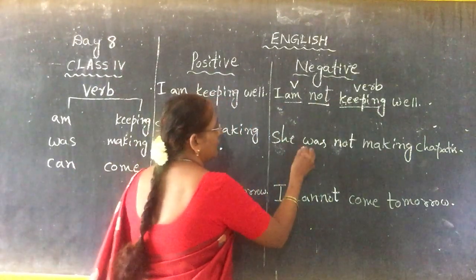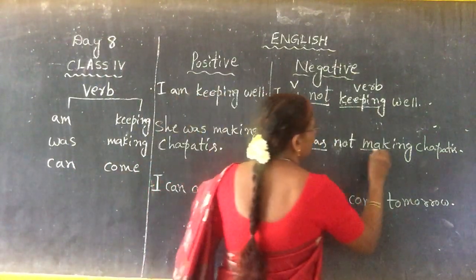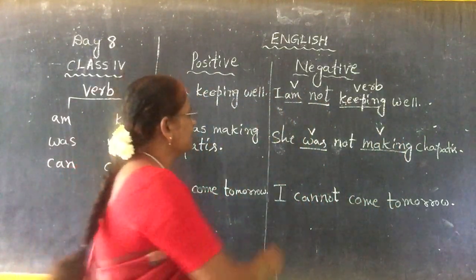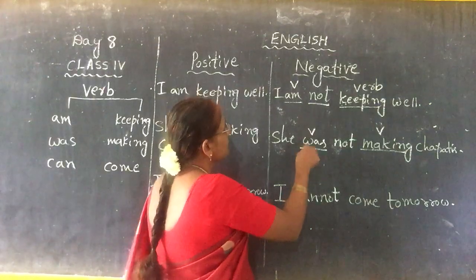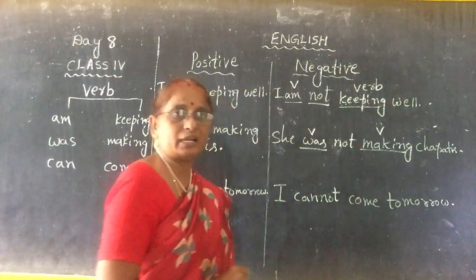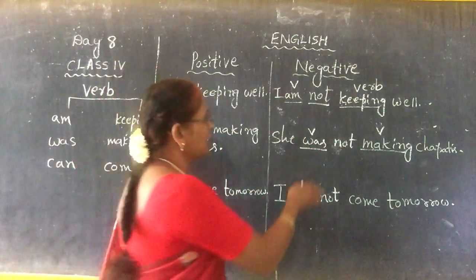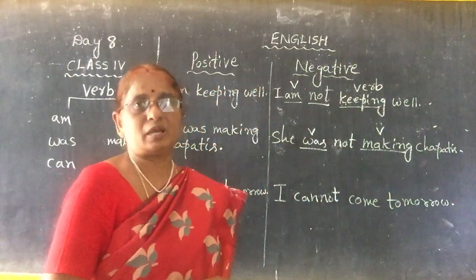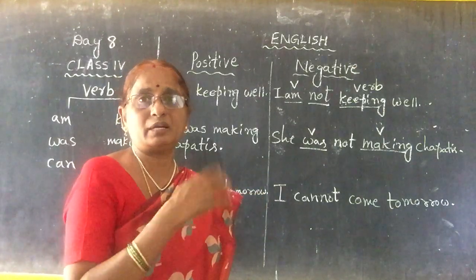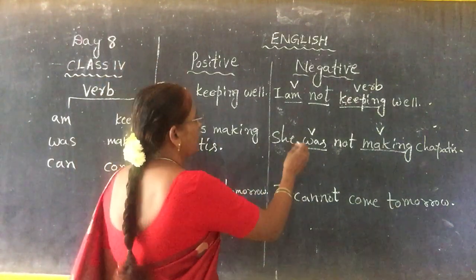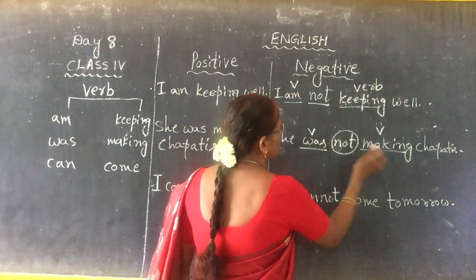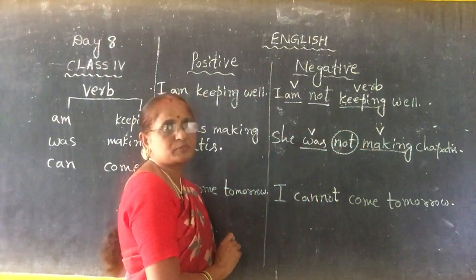Here also see, was is a verb and making is a verb. What types of verbs do you know? In this page, was, is, and can are helping verbs. What are the main verbs? Keeping, making, come. These are all the main verbs. So there are helping verbs and main verbs. We have to write the negative form not between the two parts of the verbs, children.